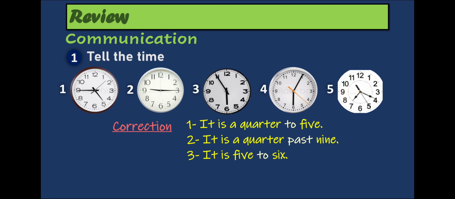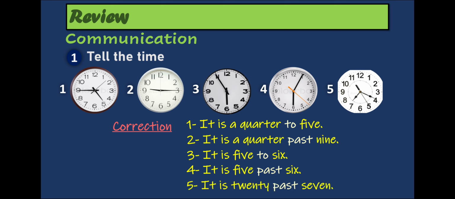Number three, it's five to six. Nice. Number four, it's five past six. Number five, it is 20 past seven. Is it clear? Copy the correction in your notebooks, or just correct.